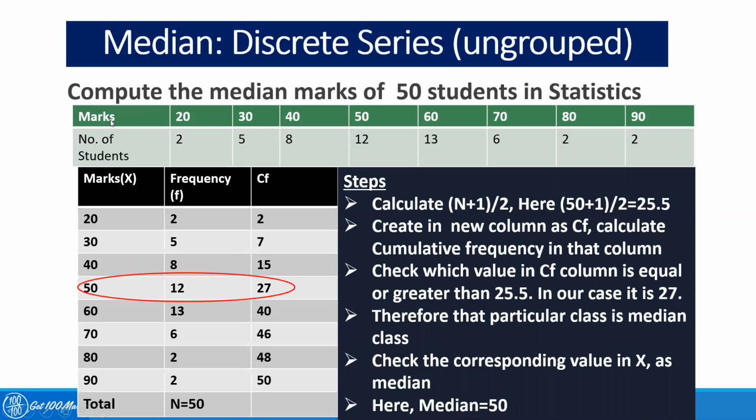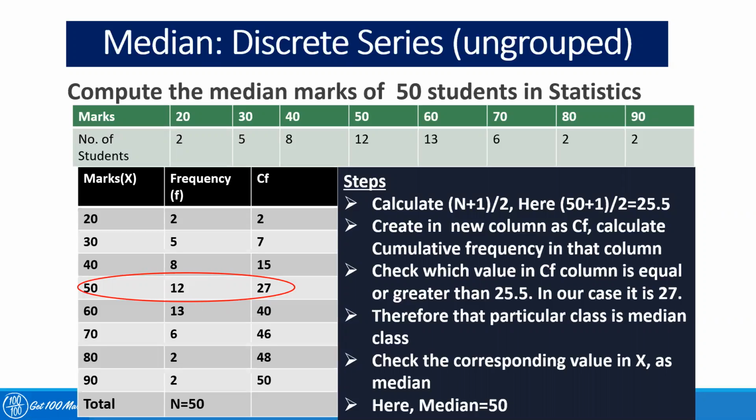The marks of 50 students are given like 20, 30, 40, 50, 60, 70, 80, 90, and the number of students who secured that particular marks is also given, like 5 students secured 30, 8 students have got marks 40, 12 students have secured 50. We have to calculate the median. So let's see the steps over here.